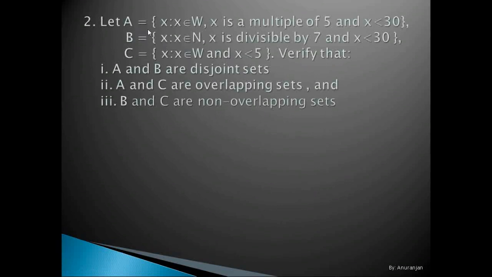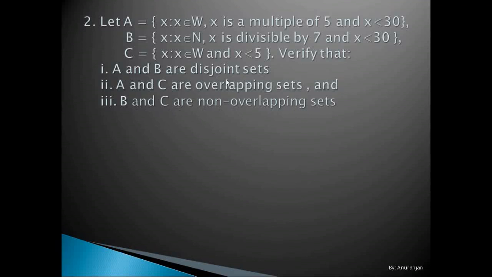Next, let A = {x : x belongs to W, that is whole numbers, x is a multiple of 5 and x is less than 30}. B = {x : x belongs to natural numbers, x is divisible by 7 and x is less than 30}. C = {x : x belongs to whole numbers and x is less than 5}. Verify that A and B are disjoint sets, A and C are overlapping sets and B and C are non-overlapping sets.